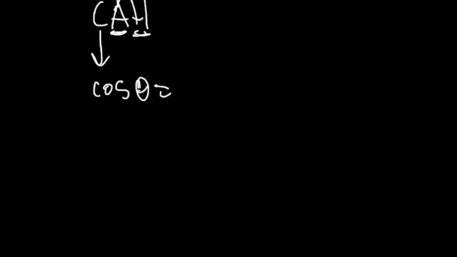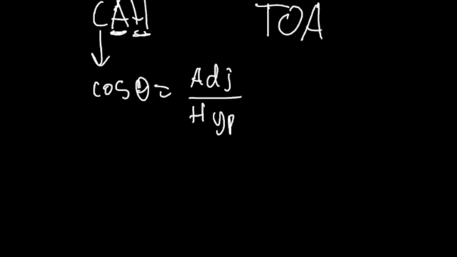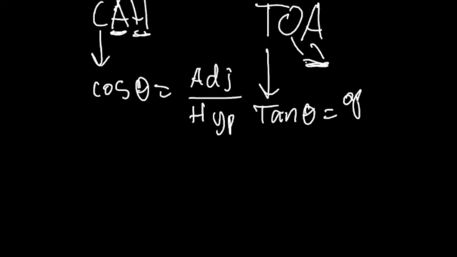Let's look at cosine. So CAH, and then there's TOA. Cosine of angle theta equals the adjacent over the hypotenuse. And then finally, tangent, which is TOA, so SOH, CAH, TOA. This is tangent of theta, and it equals opposite over adjacent. Now we can start to look at a couple of questions.